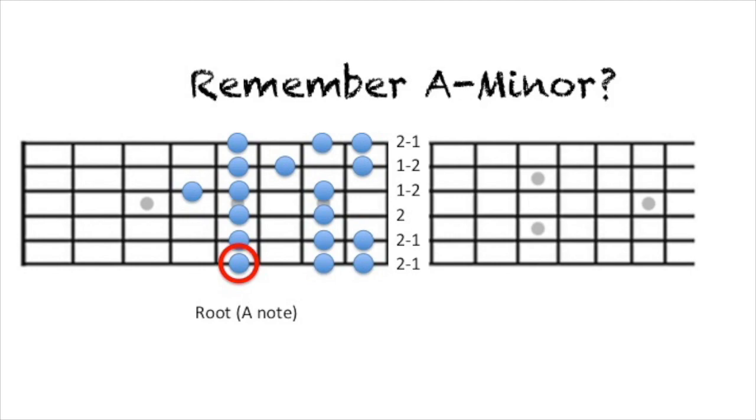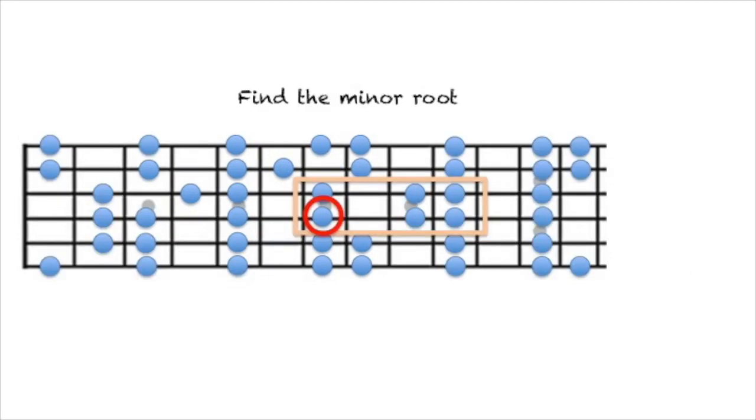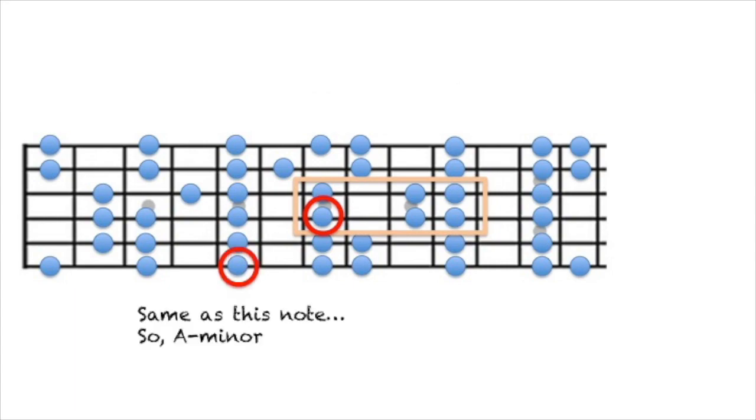Recall that the A minor scale began with the first 2-1, starting at the root. So, this song might be in the minor key of the root of your first 2-1. See if the minor chord of that root sounds right. Does the song resolve to that chord? If not, then the root might be the relative major, which we'll find right now.